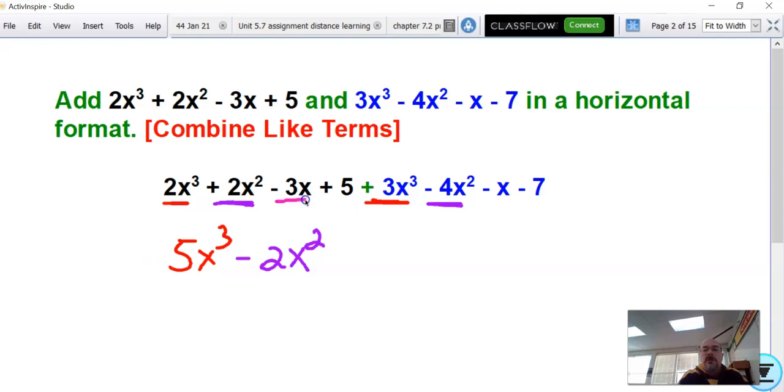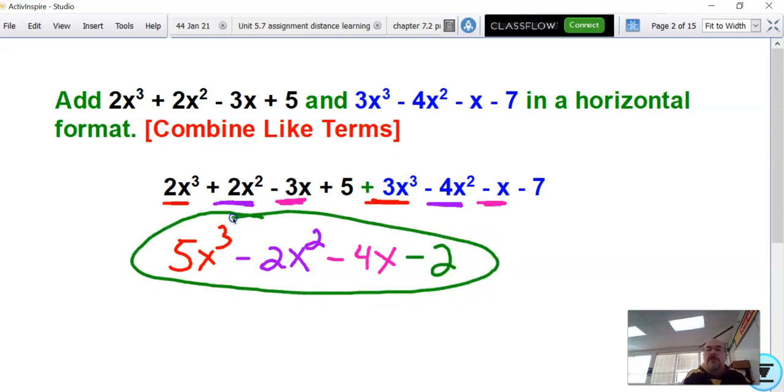And then we're going to go ahead and take the minus 3x and the minus x, and that's going to be minus 4x. And then the constant at the end, 5, take away 7, that would be minus 2. All right, easy peasy, right? Moving on.